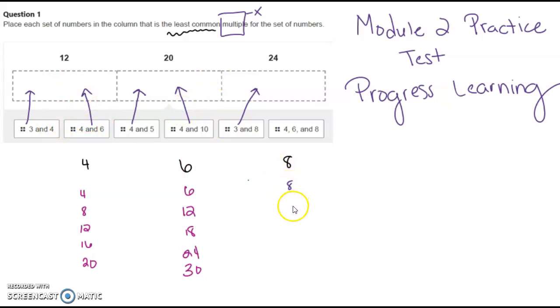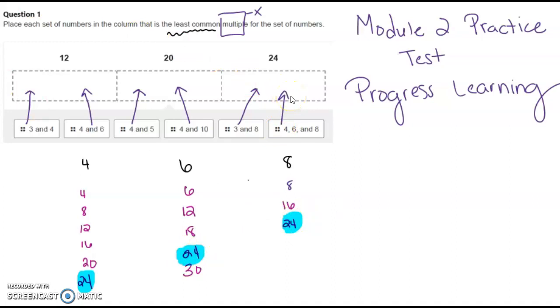So we have 8, 16. That's not in any of theirs. It shares it with 8, but it doesn't share it with 6. And then we have 24. Now, I know that 8 and 6 share the 24, and I know it's not listed, but I know the very next multiple of 4 is 24, and it is the very first number that all 3 of them share in common. Not too bad.